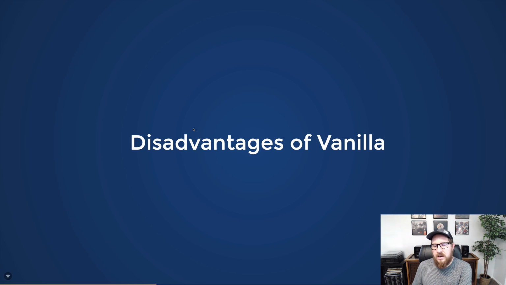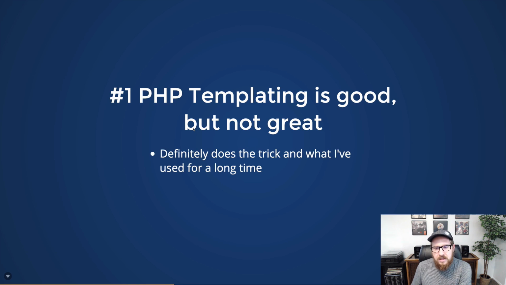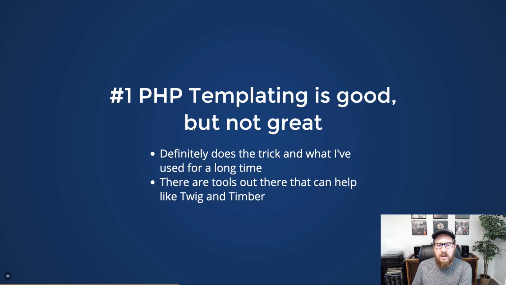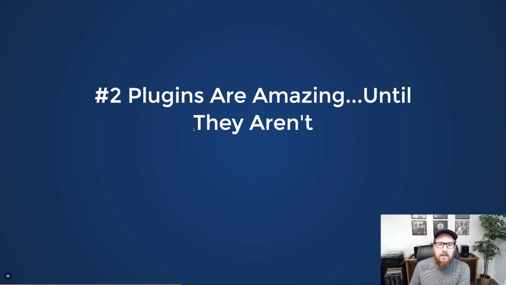So some disadvantages of vanilla. PHP templating is good. It's not great. There's some tricks to go around it, like with Twig and Timber and all that kind of stuff. But for the most part, React and all those other kind of things, when you're actually creating components and stuff like that, you find some really nice ways to go about creating components and getting things on the page that it's a little bit harder to do in PHP. So good, not great. Plugins are amazing until they aren't.